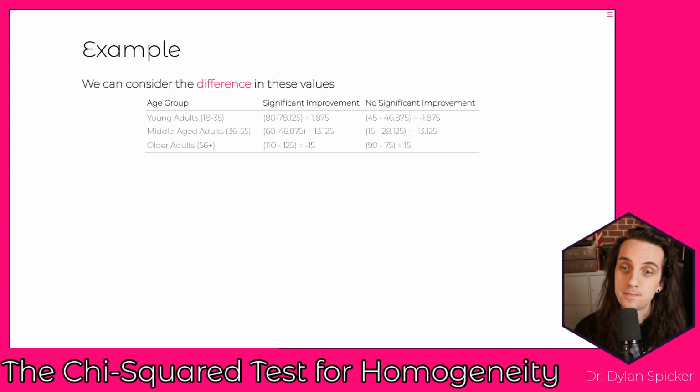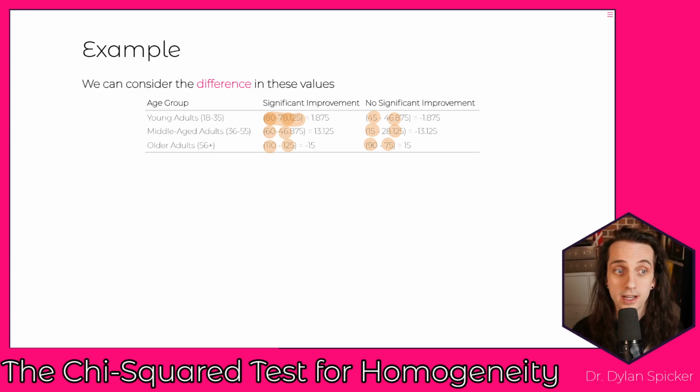To actually calculate the differences, we do this turn by turn. So we take our 80 minus 78.125, so that's observed minus expected, observed minus expected, observed minus expected, and so forth through all of the different observations here. Taking those 6 different differences gives us our individual differences.